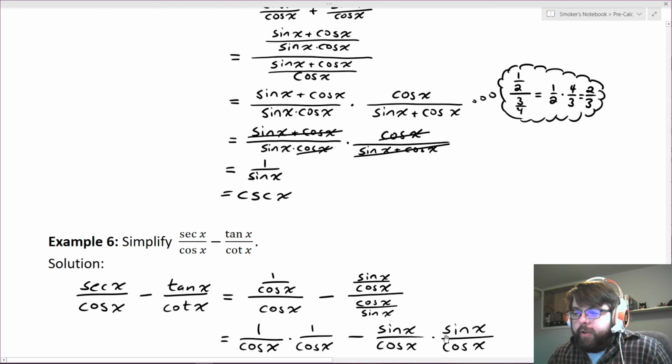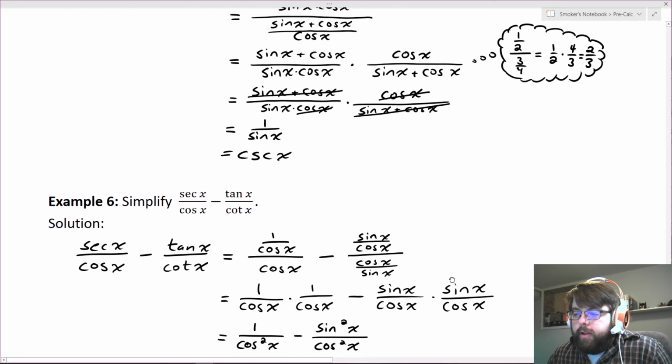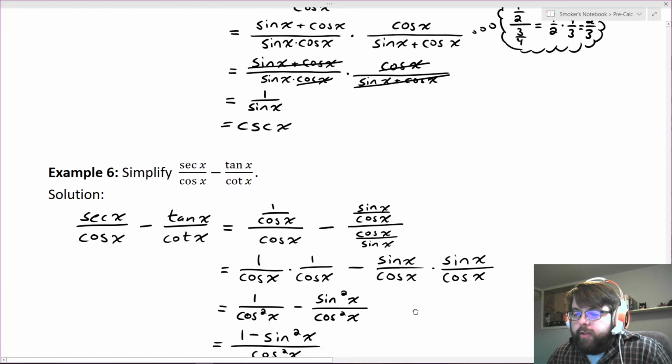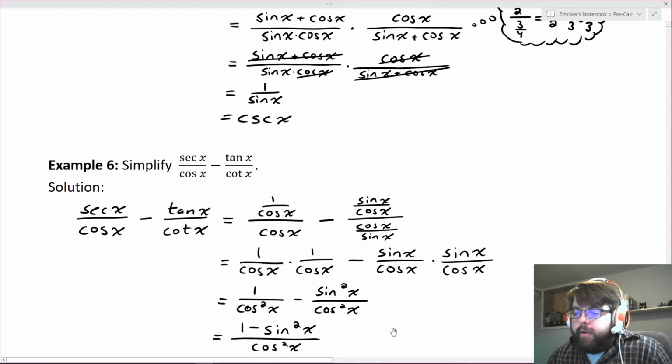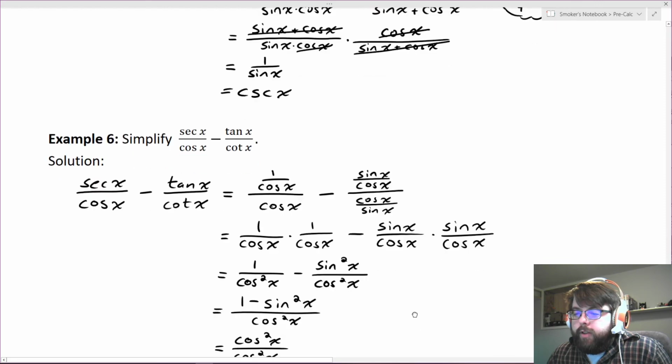This is flipping sine over cosine. Okay, that gives me 1 times 1 in the numerator, cosine times cosine in the denominator. Over here, separated by the minus, sine times sine is sine squared over cosine squared. Conveniently, I have a common denominator already. That's real nice. So I don't have to multiply each of these fractions by something, so I can combine them together. 1 minus sine squared over cosine squared. 1 minus sine squared is the same thing as, you guessed it, cosine squared.